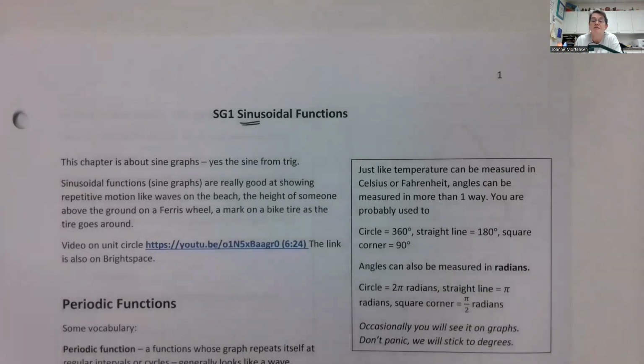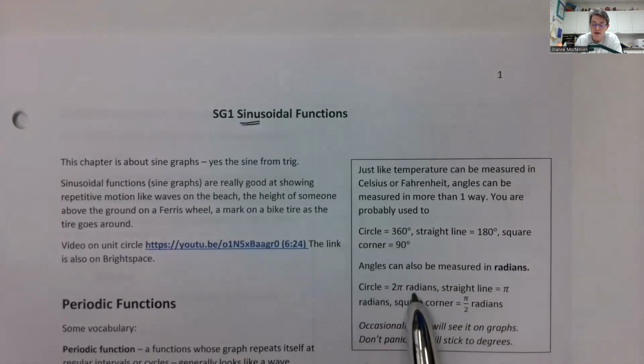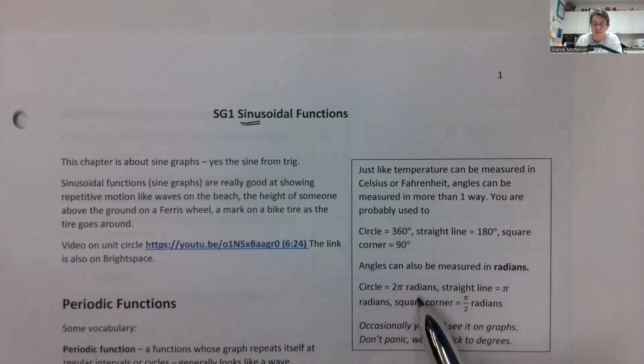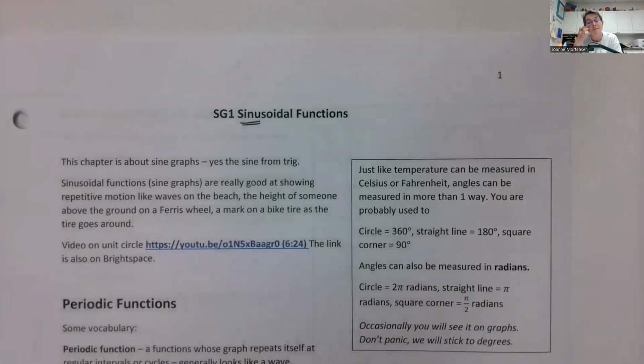Radians, like it says here, it's just a different way to measure angles. Off the top of my head, I don't remember why radians is more important, but it is. So a circle is 360 degrees or 2 pi radians. So it'd be just like 2 pi. So the radian part is the same as the degrees. But I'm going to stop talking about that because we don't have to use them.